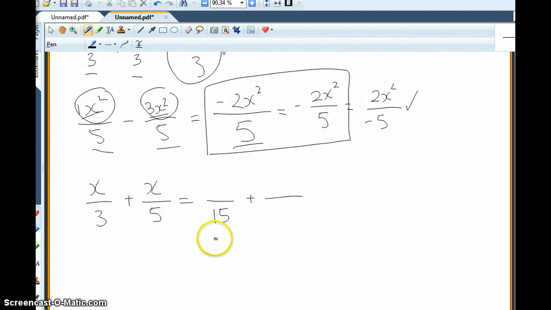3 times 5. So I'll just write a little 3 times 5. That always works. There are sometimes other numbers you could choose, but when you multiply the two denominators, that will always work. So the new denominator is 3 times 5, 15. So in this fraction, I multiplied the bottom by 5. To make it an equivalent fraction, what do I have to do? Times the top by 5 as well.